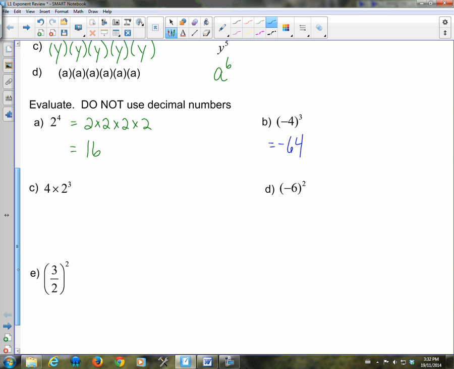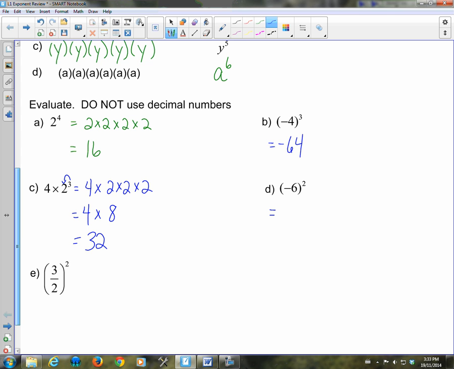If I have 4 times 2 to the exponent of 3, the exponent only goes with what's right in front of it, which is the 2. So it's 4 times 2 times 2 times 2. Only the 2 has the exponent 3. So it's 4 times the answer to the power, which is 2 times 2 is 4, times 2 is 8. So I have 4 times 8, which is 32.